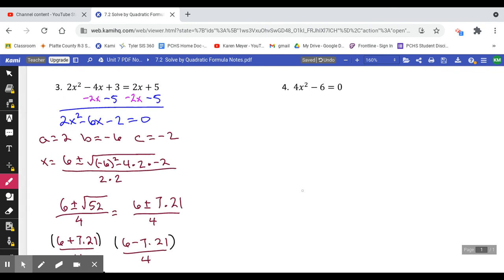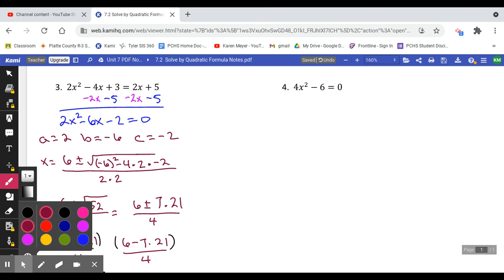Okay, last one. What makes the last one a little unique is you'll notice it doesn't have 3 terms. It only has 2 terms. So it has an a term because that's x squared, and it has a c term because of the plain number. But does everybody notice that we're missing b? And if you're missing a letter, that just means that letter is 0. So a is 4, b is 0 because there is no middle term, and c is negative 6.